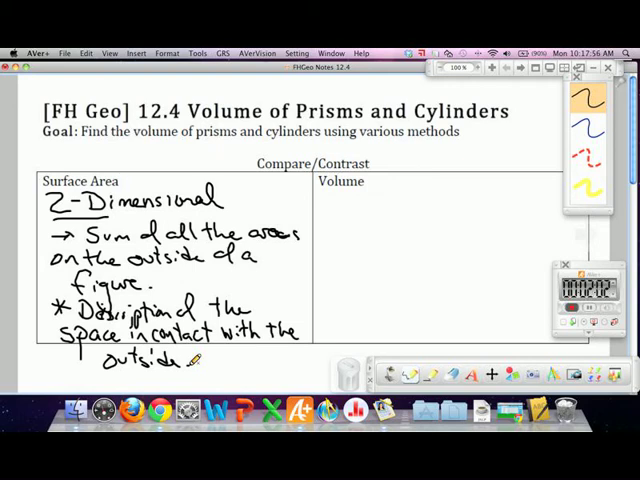Volume, on the other hand, is actually three-dimensional. Unlike surface area, which can be unraveled and described on a flat plane, as we saw with nets and our easy example of a pizza box, a volume doesn't have that property. It only lives in a three-dimensional world. There's not really a good two-dimensional description of it.